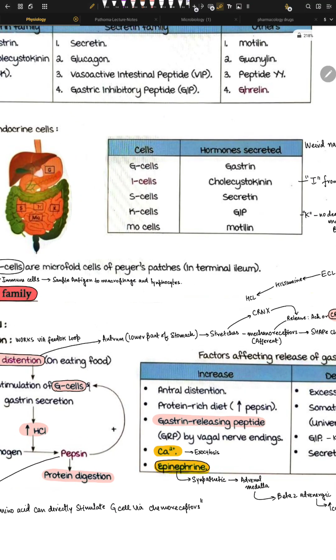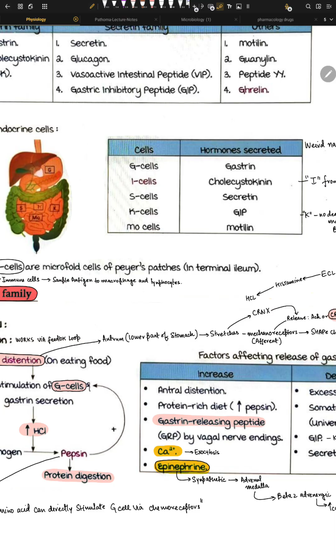So we have different types of cells: G cells, I cells, S cells, K cells, and MO cells. G stands for gastrin, of course. I stands for intestine. Why did we name it I cells? Because it releases a hormone called cholecystokinin. It is very basic in nature that if we eat something, we need the secretion of bicarb and fatty amylases and lipases and protein peptidases, the things that we use to digest protein, fat, and carbs.